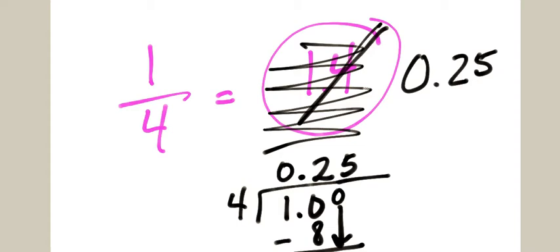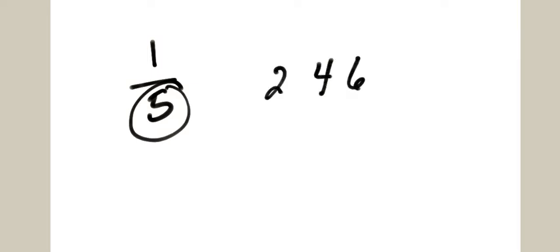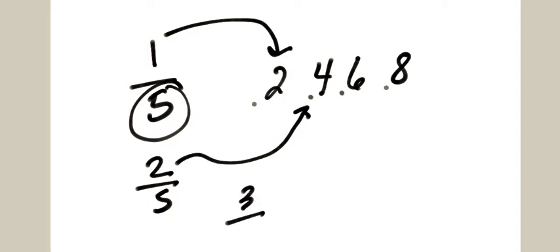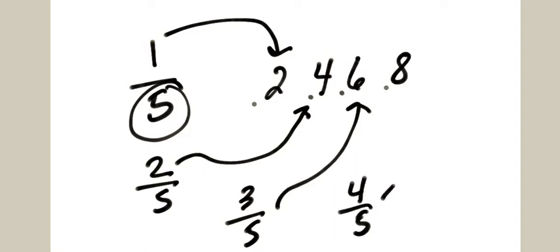You've also learned this year the fabulous fifths. Remember the fabulous fifths? If there's a 5 on the bottom, you sing your song. 2, 4, 6, 8. Who do we appreciate? The fifths, the fifths, the fabulous fifths. So if I have 1/5, it would be the first one, so it would be 0.2. If I had 2/5, remember, it's the second one. If I have 3/5, it's the third one. And if I have 4/5, it's the fourth one.